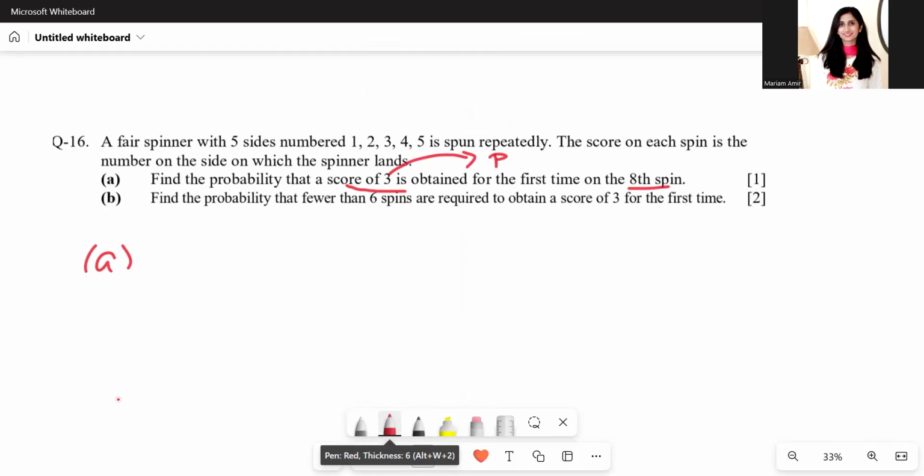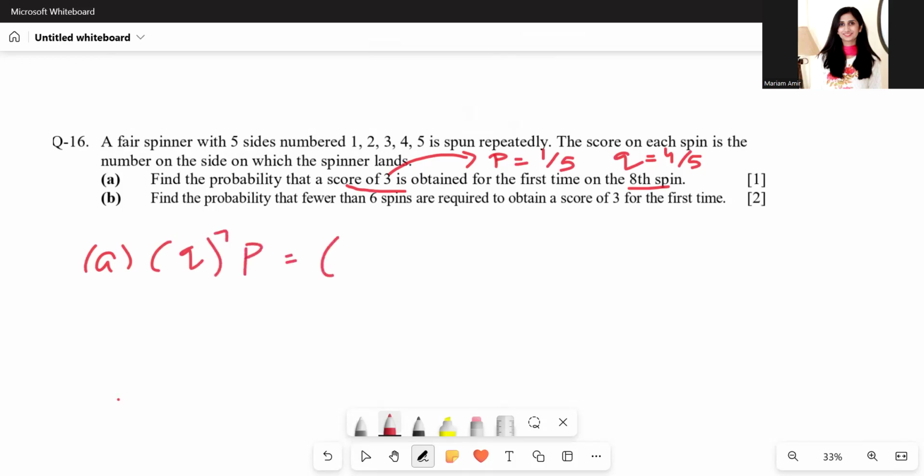Scoring a 3 is a success, which will have a probability of 1 by 5. That means failure is not getting a 3, which would be 4 over 5. And you get your first success on the 8th spin means this is a question on geometric distribution, that you get failures the first 7 times followed by a success. So 4 by 5 power 7 followed by success, which has a probability of 1 by 5. This gets us 0.0419.